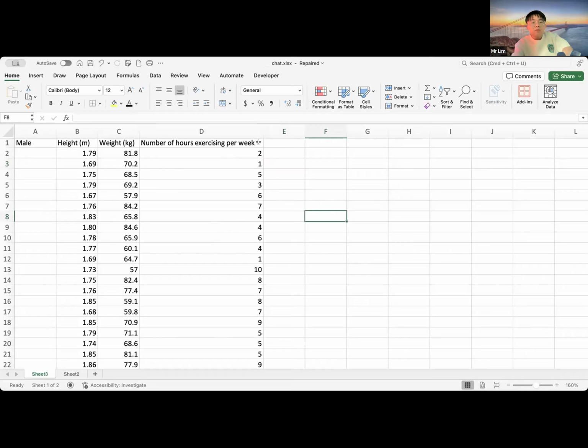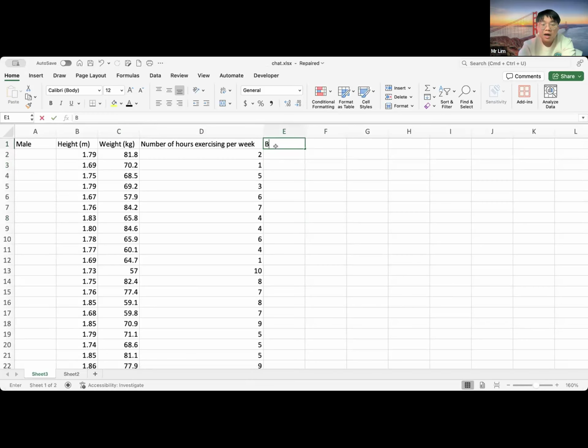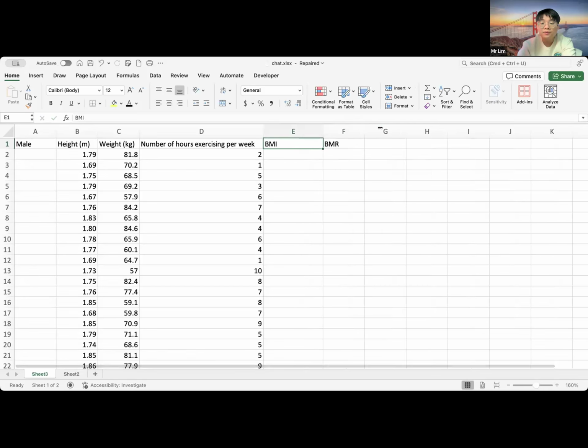So now we already have this. Okay, so what's the next step? Let me go back and see. Okay, so we already collected this. Now we are going to calculate the BMI and BMR, right? So this is for male, right? So in the new column, let's put BMI and also our BMR. Of course, you need to have a proper unit.